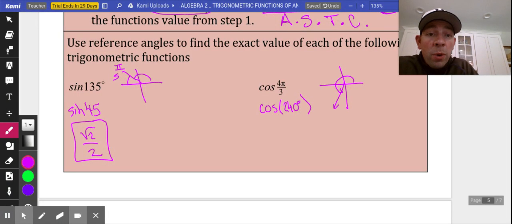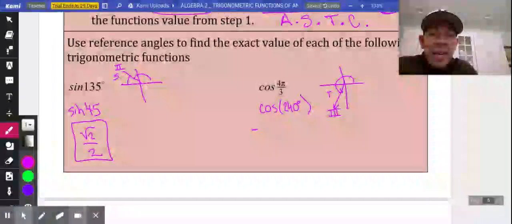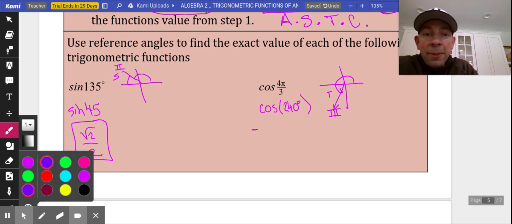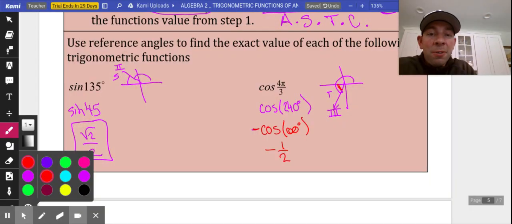Now that's third quadrant, right? So what we're going to end up with is a negative answer this time, because only tangent and cotangent are positive there. So this one by default has got to be negative. Your reference angle is going to be this sliver right here. 240 minus 180 makes 60. So negative cosine of 60 degrees. So negative 1/2 is my answer this time.